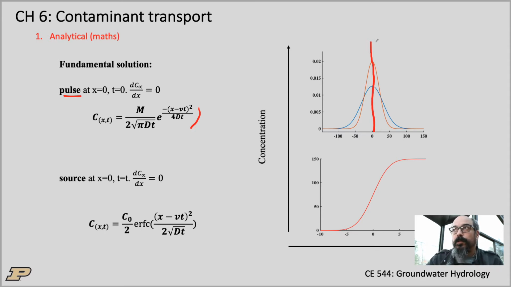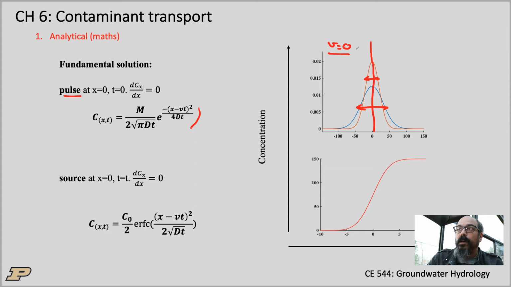There's no more source. That's a pulse. Now, over time, again, you can see how it diffuses away from the origin. In this case, it stays at x equals 0, and the reason for that is because we assume v equals 0. So this is basically the same as solving the diffusion equation, except now your dispersion coefficient is actually dispersion, right? So if v equals 0, it stays in place.